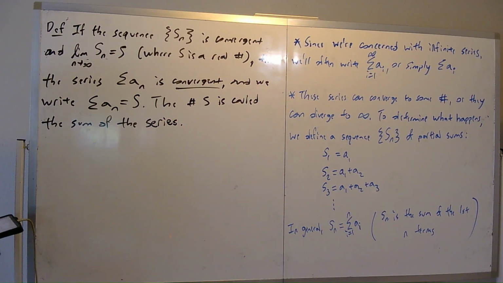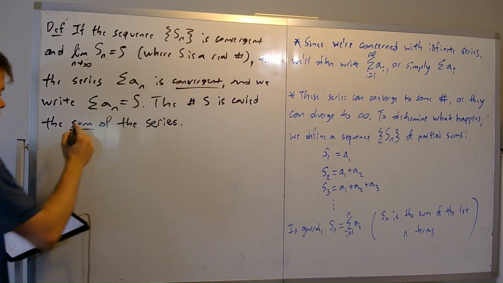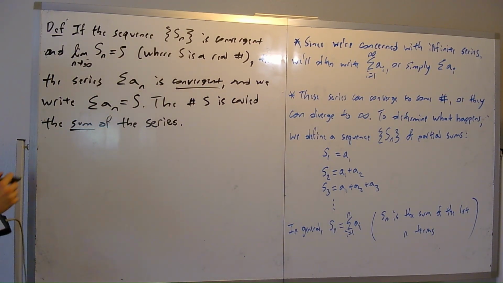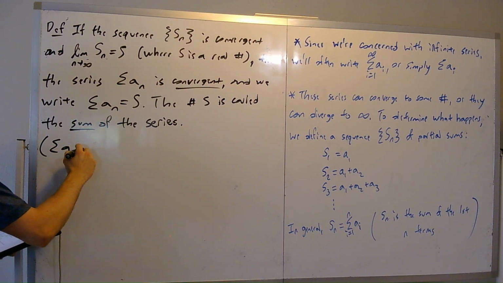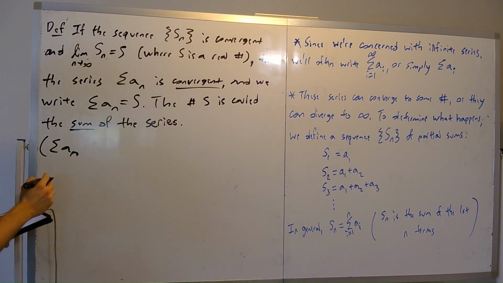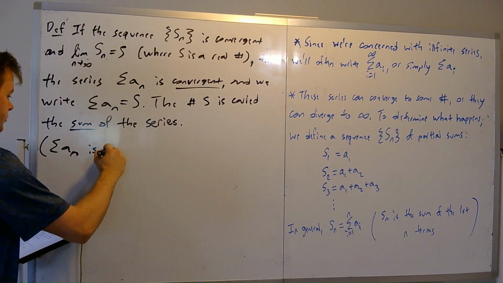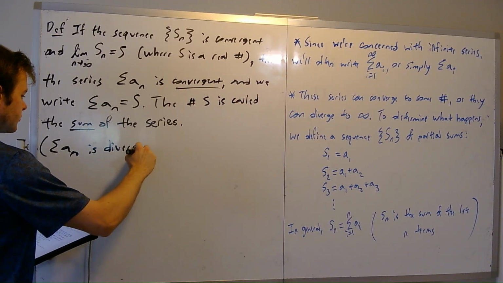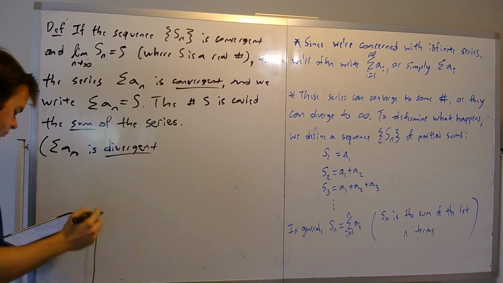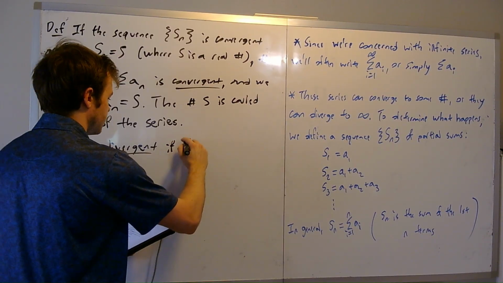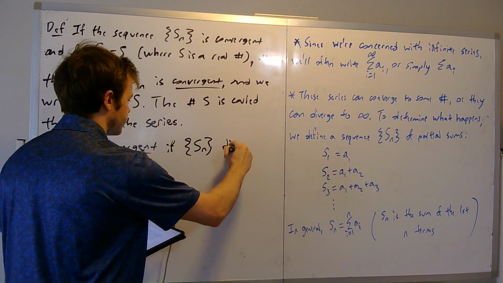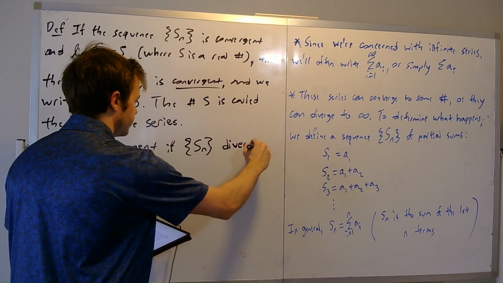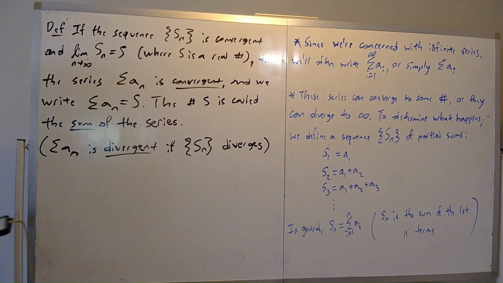Okay. And I'll say here that the sum of a_n, so all of the sums of the entries, is divergent if the sequence of partial sums diverges. Right. Okay, so let's look at an example.